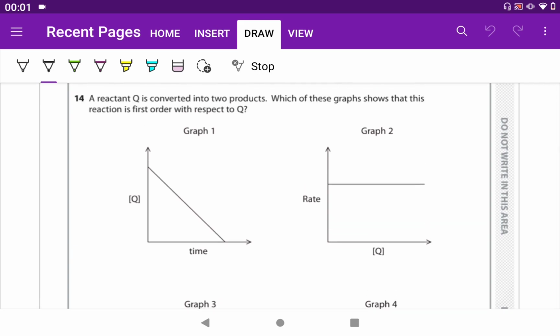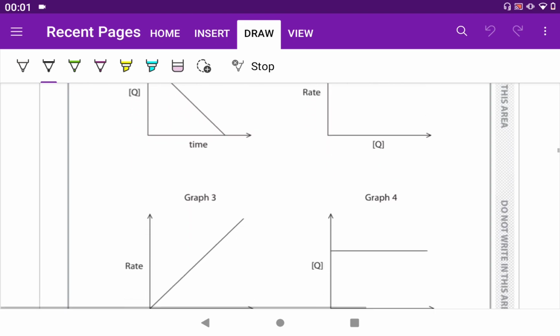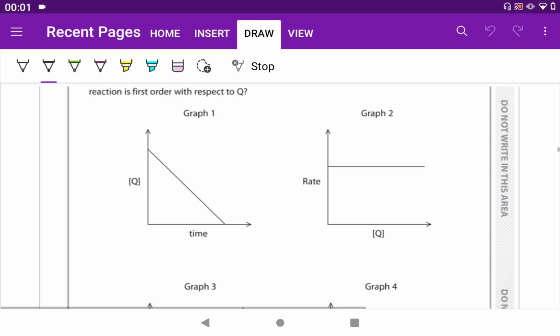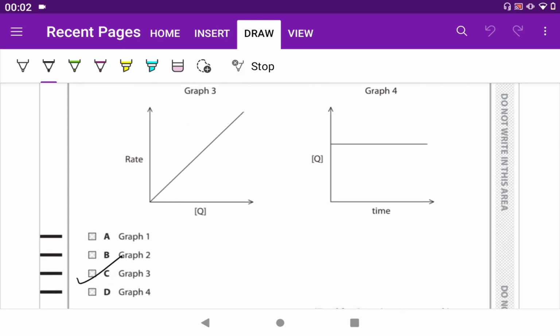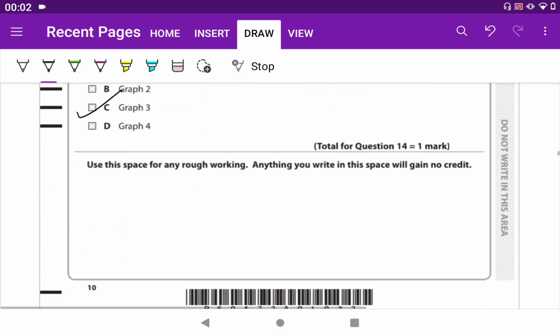Okay, question 14. A reactant Q is converted into two products. Which of these graphs shows that this reaction is first order with respect to Q? So as you have already learned, the first order graph with respect to Q, the only graph that is correct is the third one, that is graph C.